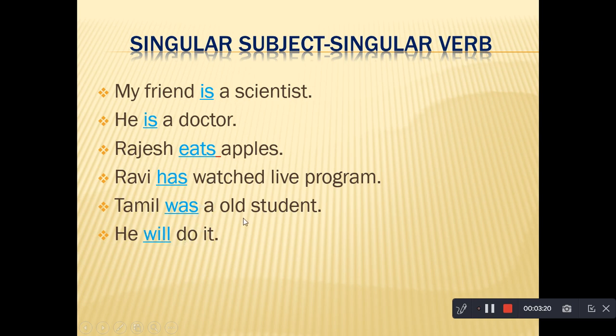Here, Tamil was an old student. Here, was is an indication of the simple past tense. With a singular subject, we use the singular form of the auxiliary or the verb based on the tense.